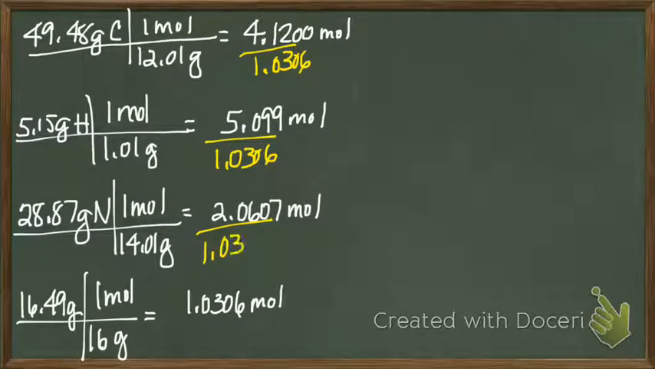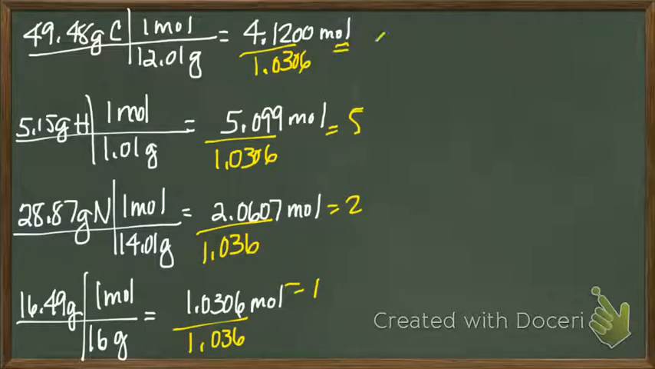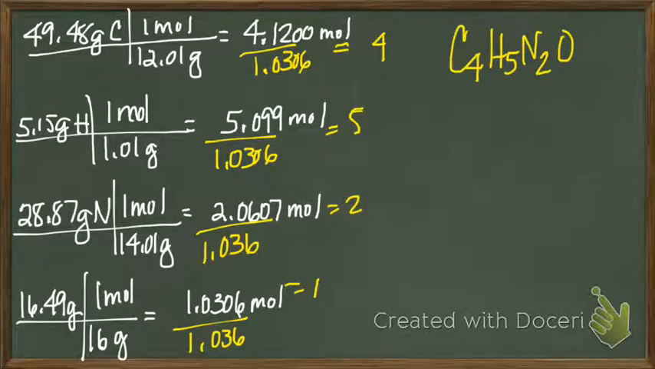If you were in my class that was in regular chem, we did not do this. So this is new to you. We didn't do this in Chem 1. So that's 1, that's 2, that's 5, and that's 4. So our empirical formula is C4H5N2O. That looks like an H, not an N.